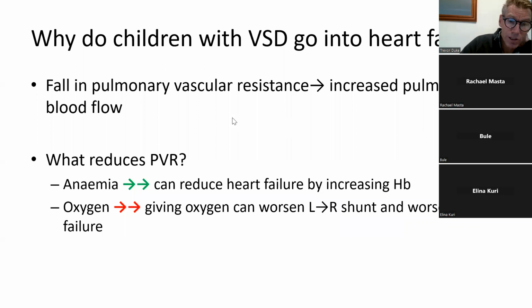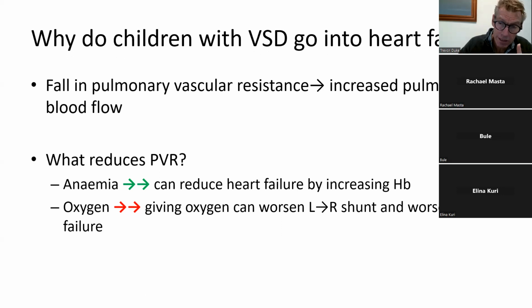I've spoken before about the reasons why children with a VSD present and go into heart failure, and it's mostly because of the drop in pulmonary vascular resistance that leads to an increase in blood flow. Remember, whether the blood flows left to right depends on the pulmonary vascular resistance relative to the systemic vascular resistance. If they're the same, then no blood will flow. If the PVR is lower than the SVR, then more blood will flow to the path of least resistance, across the ventricular septal defect into the right side of the heart.